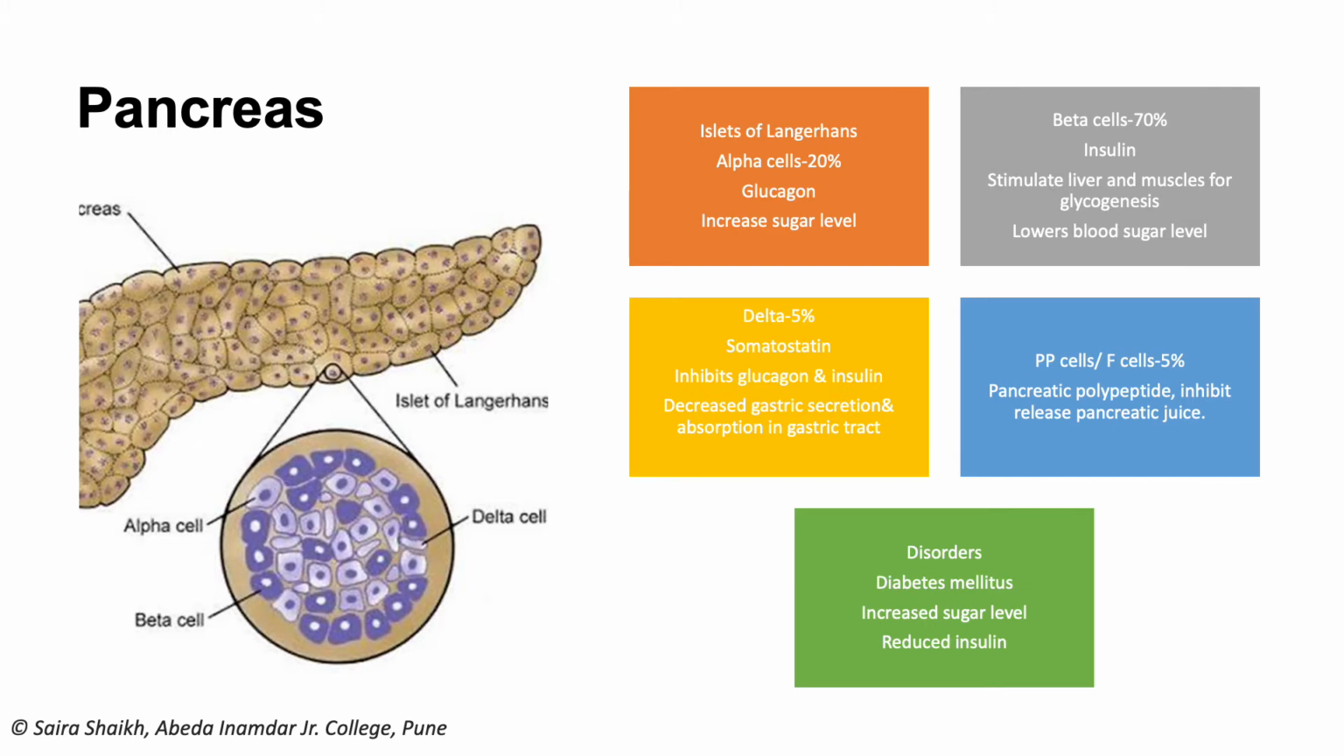Delta cells are responsible for the secretion of somatostatin and they are about 10%. This somatostatin is responsible to inhibit the secretion of insulin as well as glucagon. That means the regulation of insulin hormone and glucagon hormone takes place under what? Delta cells. F cells are less than 2% and they secrete pancreatic polypeptides.